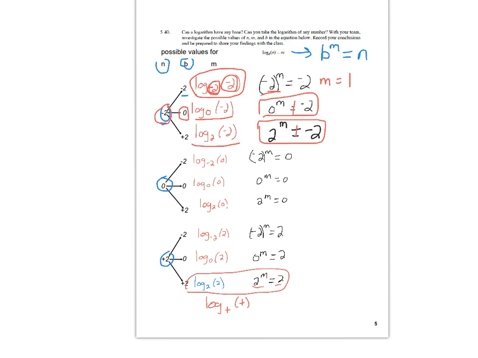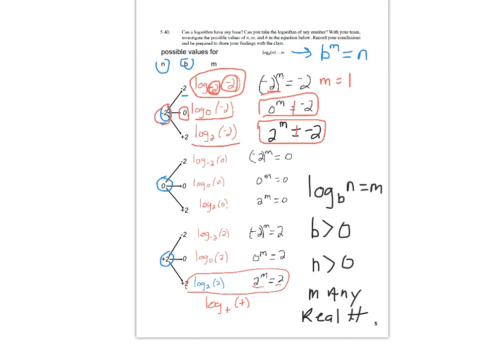Therefore, here's what we can conclude when we start examining log base b of n equaling m. b has to be a positive number. It has to be greater than 0. n also has to be a positive number. It has to be greater than 0. But m can be any real number. So keep that in mind as we work to simplify logarithms.